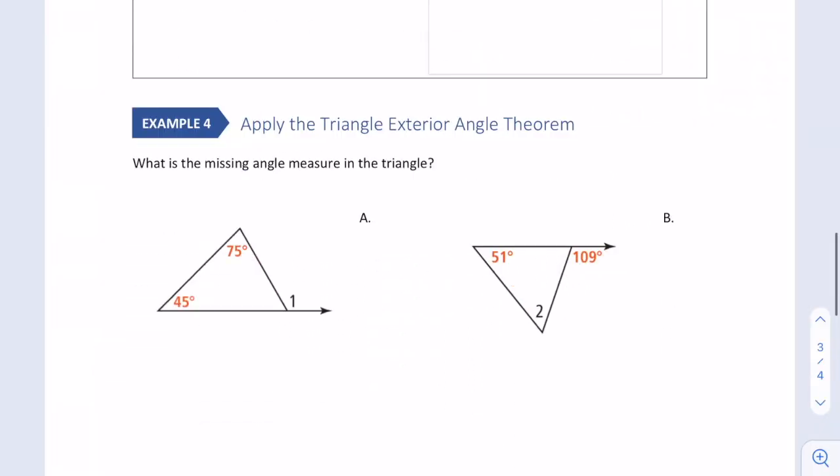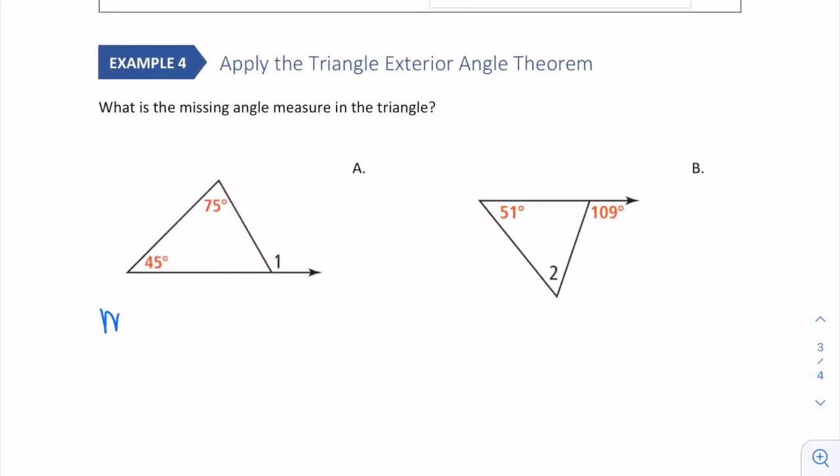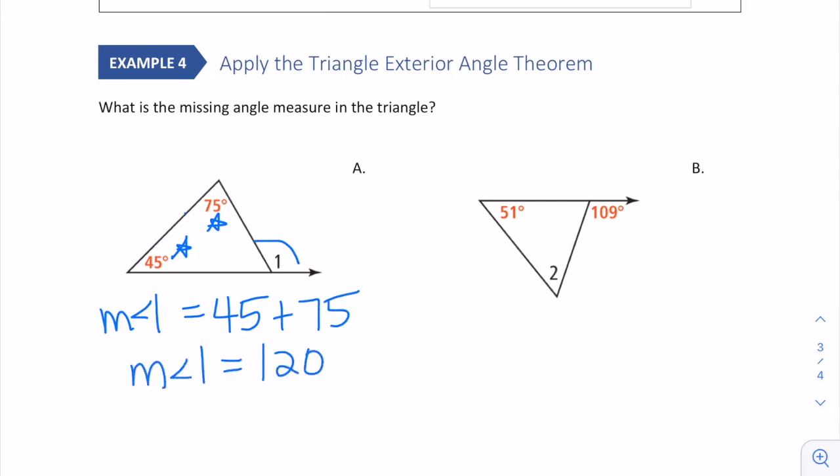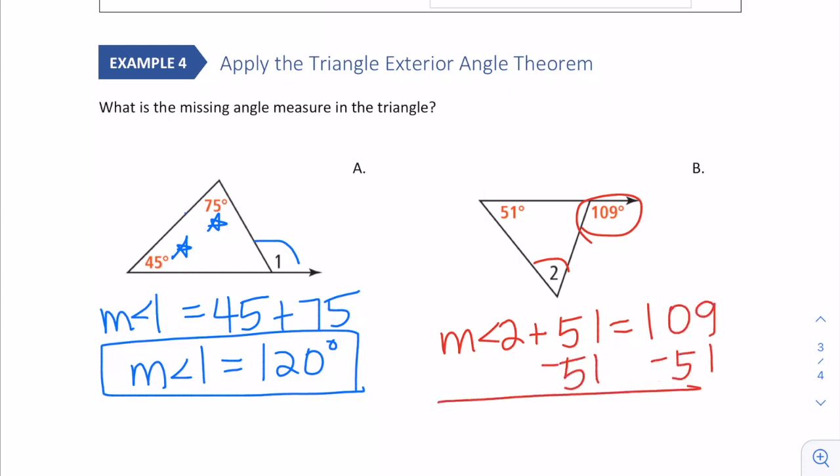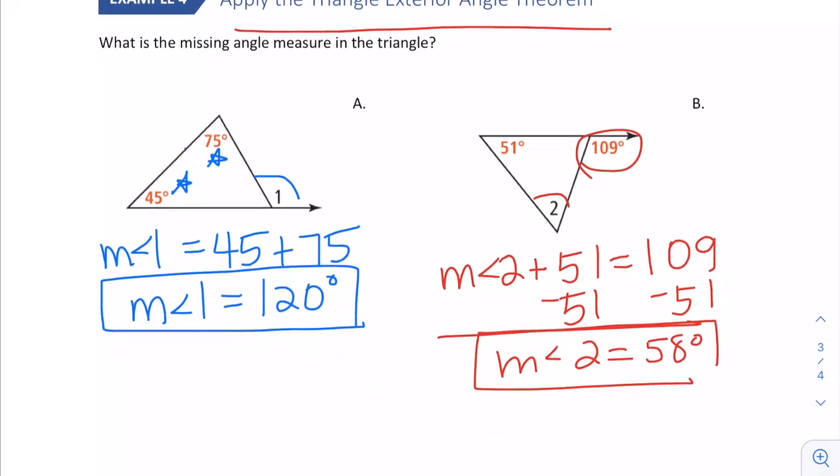Now let's use the exterior angle theorem to find the missing angle measure. So this is the exterior angle, angle 1, and it's going to equal the sum of 45 and 75. So the measure of angle 1 has to equal 120 degrees. In the second example, the measure of angle 2 and 51 have to equal the exterior angle. If I subtract 51 from both sides, the measure of angle 2 equals 58 degrees. So we use the exterior angle theorem to solve for those variables.